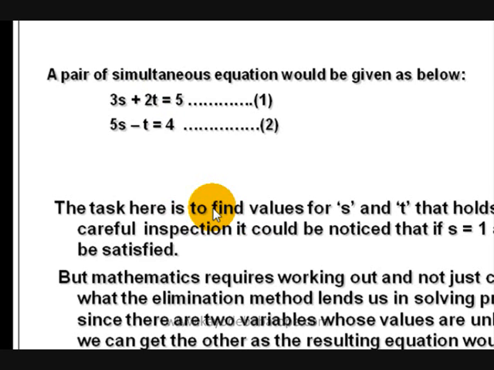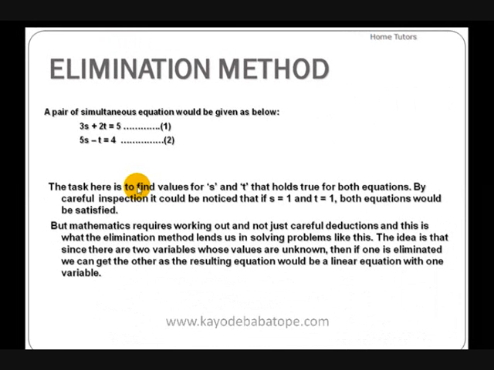How does the elimination method work? The task here is to find values for s and t that hold true for both equations. By careful inspection, it could be noticed that if s equals 1 and t equals 1, both equations would be satisfied. But mathematics requires working out and not just careful deductions. And this is what the elimination method lends us in solving problems like this.